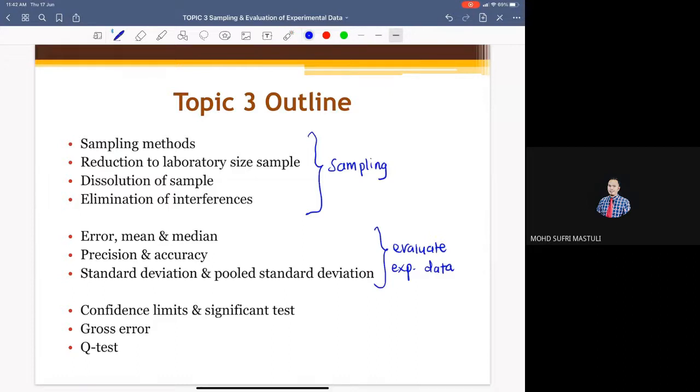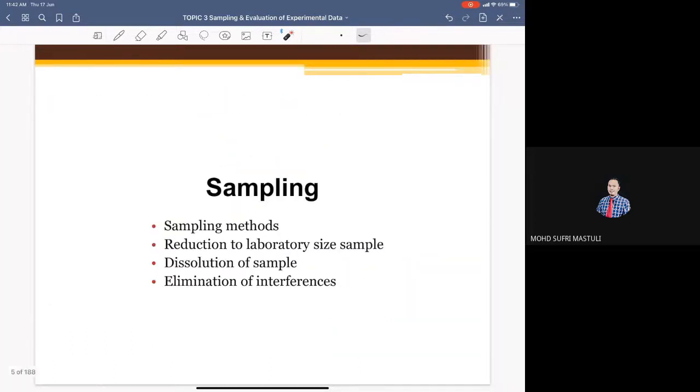The last subtopic under this topic 3 is more on to statistical. We will learn the related statistical technique to evaluate the experimental data that we collected in the lab. So in this subject, we will learn a little bit on the confidence limits and significant tests, gross error, and also Q-test. So for this video, I will talk about on the subtopic of sampling, particularly on the sampling method.